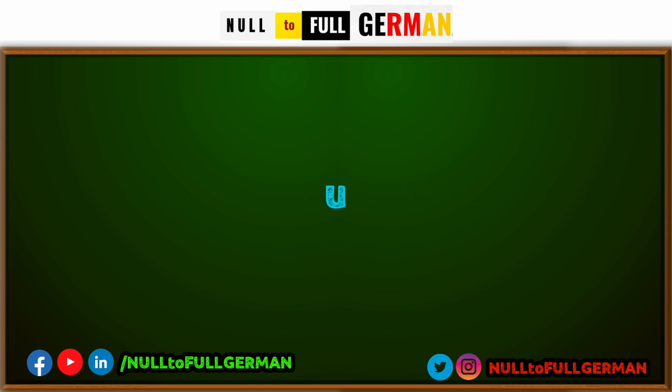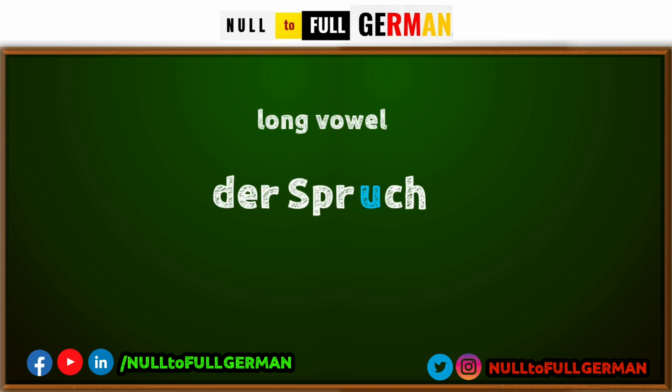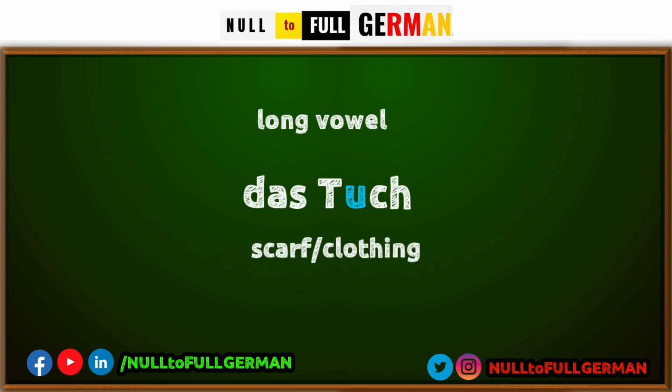Here we will talk about the vowel U, which we pronounce in German as U. So here we will talk about the long U sound, that is the long vowel sound of U. If you see one consonant, or it's before H, one consonant or before H. For example, der Spruch, that is a saying, das Tuch, scarf or clothing.